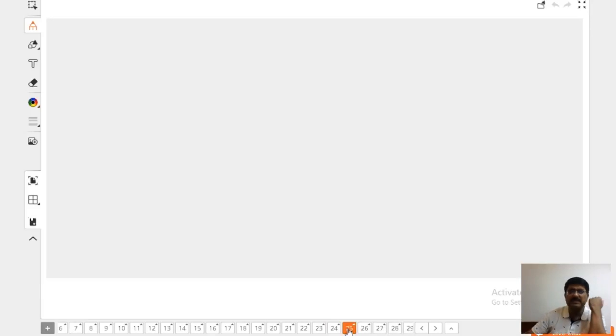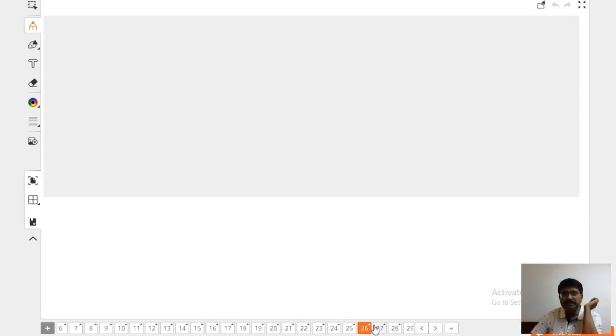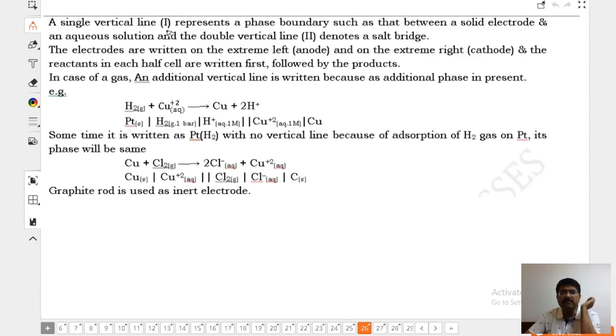It is the same plus two chapter, plus one chapter, but it is present in 11th class also. Shorthand notation, we have discussed. You will read it. So now, a single vertical line represents a phase boundary, such as between a solid electrode and aqueous solution, and a double vertical line indicates a salt bridge. The electrodes are written on extreme left anode and extreme right, and the reactant in each half cell are written first, followed by the product.